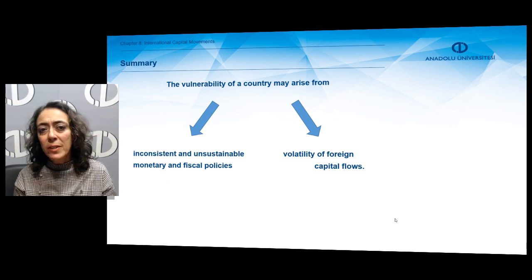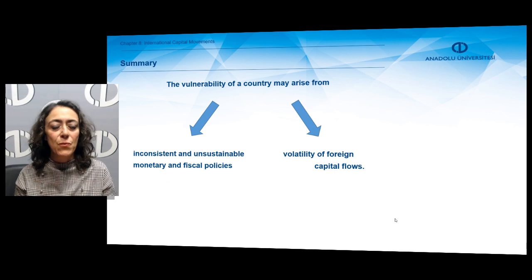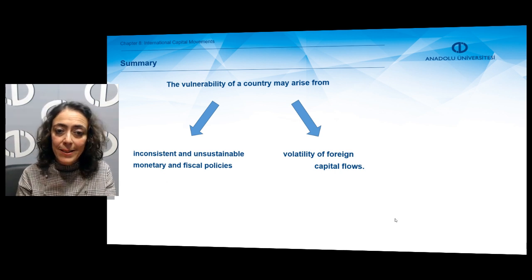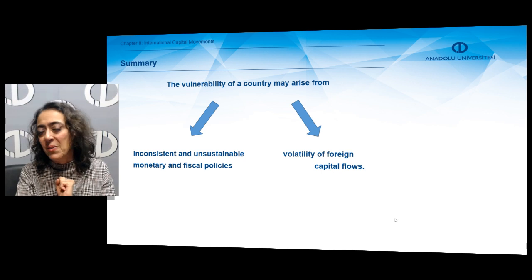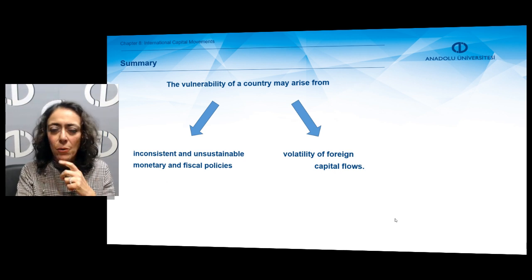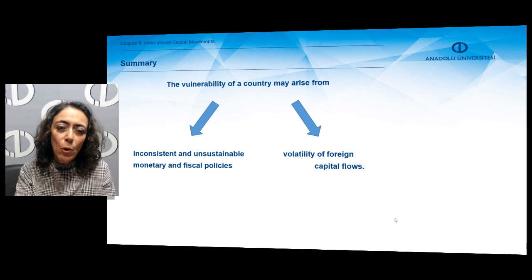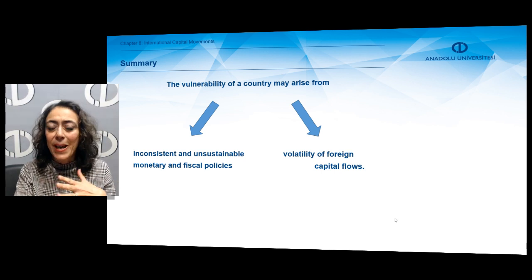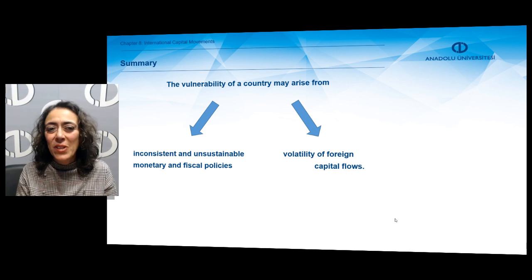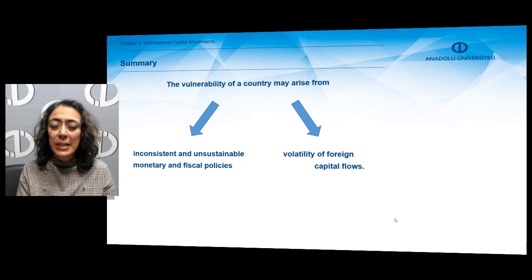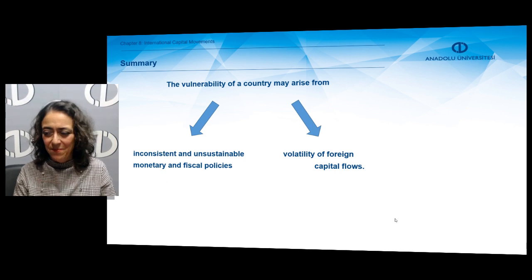Actually, the vulnerability of a country may arise from inconsistent and unsustainable monetary and fiscal policies, and volatility of foreign capital flows. So if both of them are present, then yes, we should easily conclude that such a country is quite vulnerable or quite open to probable financial crisis.